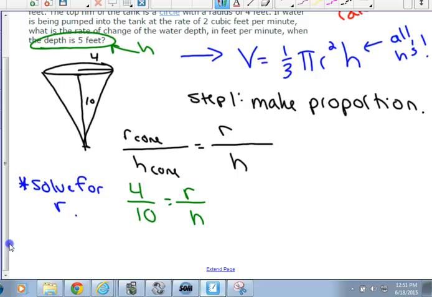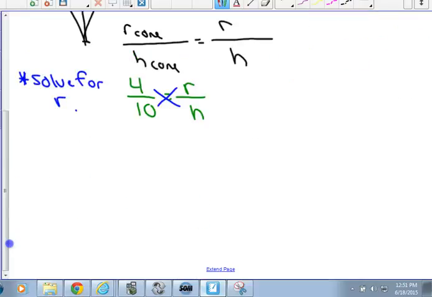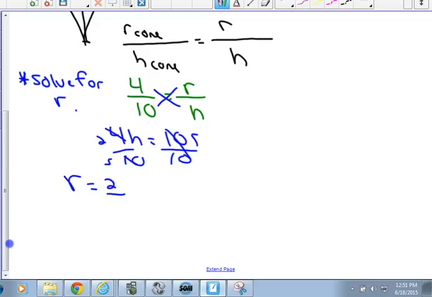This part, I think, is honestly the hardest stuff. Once you have it subbed in, taking the derivative is not terrible. This is the worst part. So we're going to cross multiply. 4H equals 10R, and we want to solve for R. If you want to reduce this to 2/5, totally fine. So R equals 2/5 H.